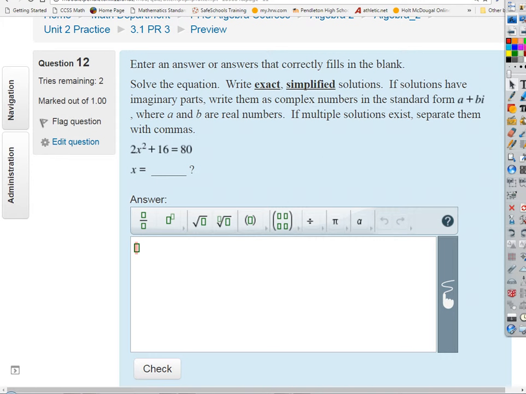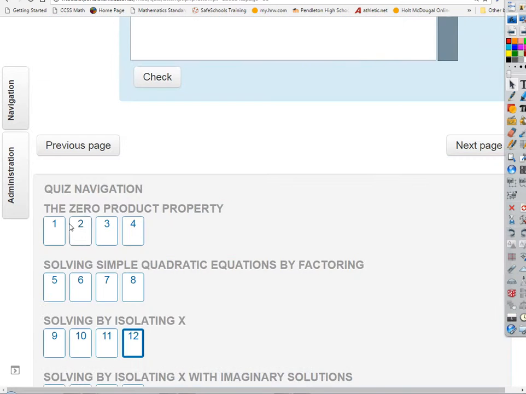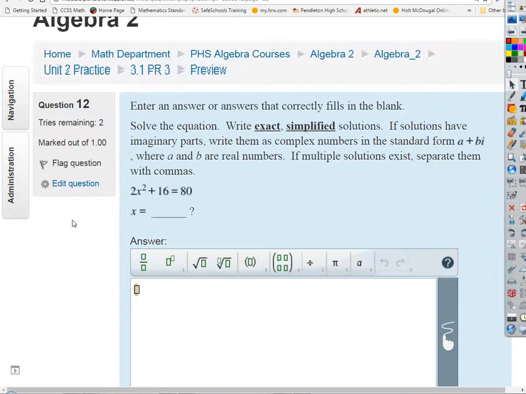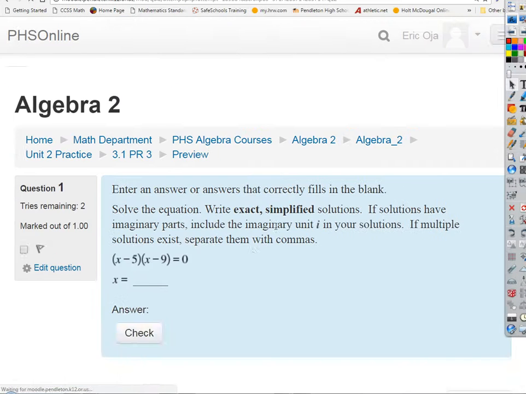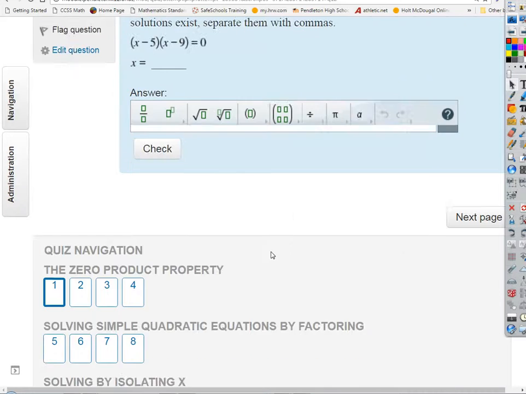Okay, so this is the video solution set for the 3.1 practice number 3. The first 4 problems really are just about reminding you what the zero product property looks like. So, for example, something like this.